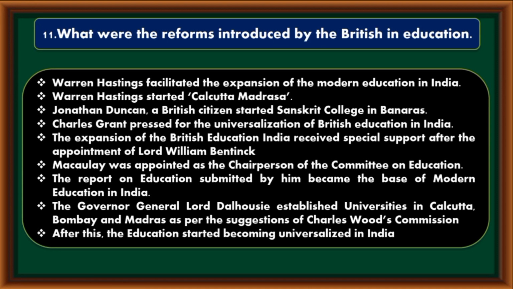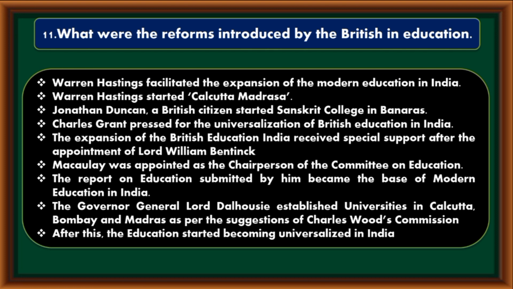What were the reforms introduced by the British in education? Warren Hastings facilitated the expansion of the modern education in India. Warren Hastings started Calcutta Madrasa. Jonathan Duncan, a British citizen, started Sanskrit College in Benares. Charles Grant pressed for the universalization of British education in India. The expansion of the British education in India received special support after the appointment of Lord William Bentinck.